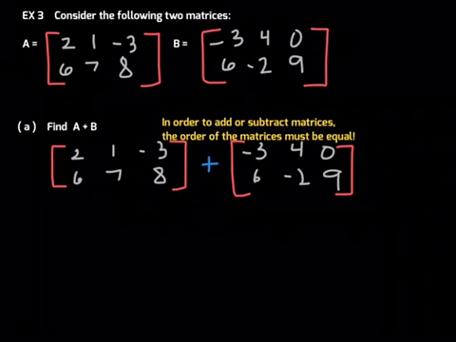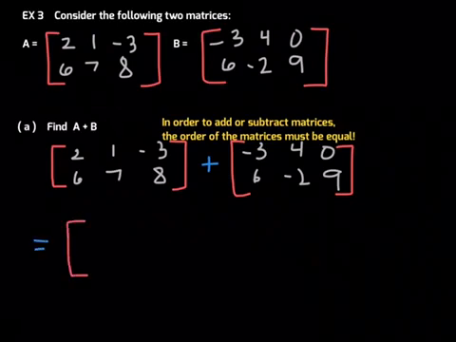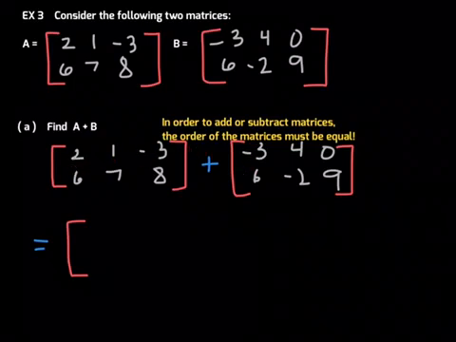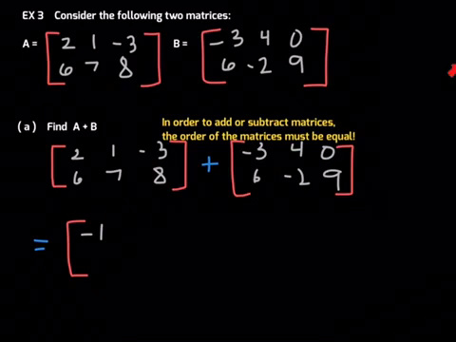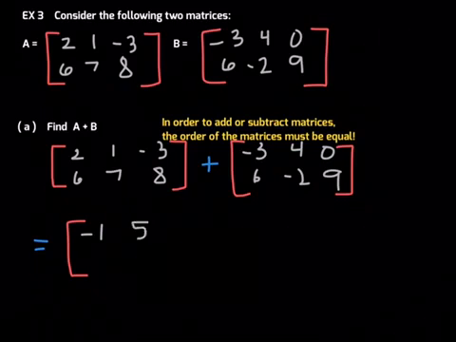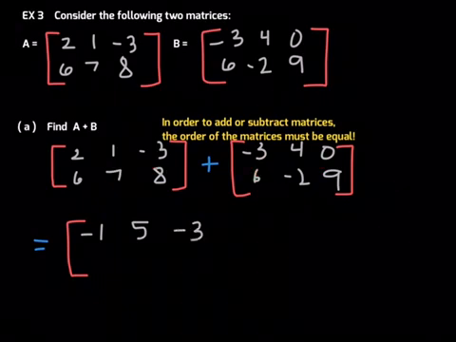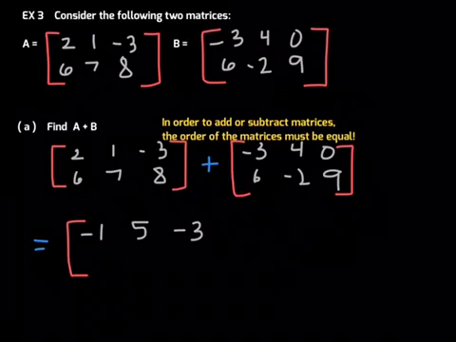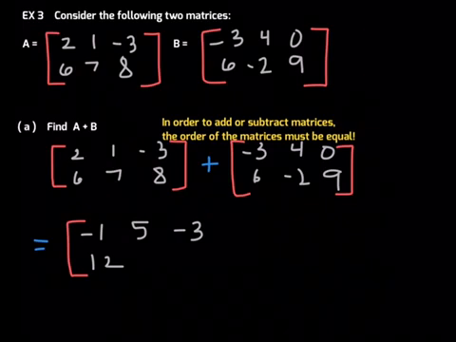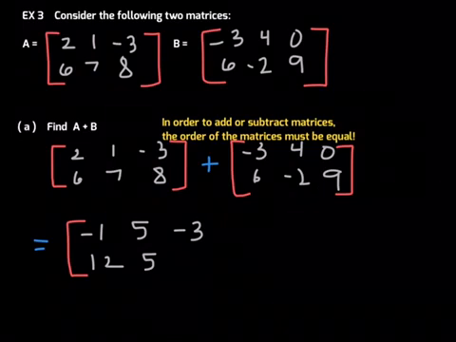All right, so here is the sum right here. We are going to have 2 plus -3. What does that give us? -1. And then we'll have 1 plus 4. What does that give us? 5. I hope you find this really straightforward. -3 plus 0. That's right, -3. 6 plus 6, 12. 7 plus -2, 5. And finally, 8 plus 9, 17.